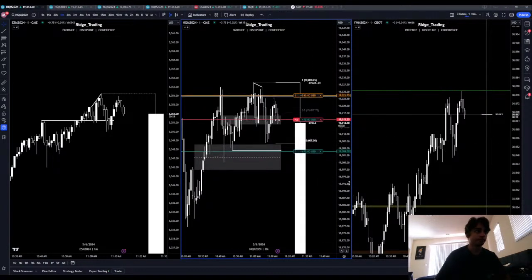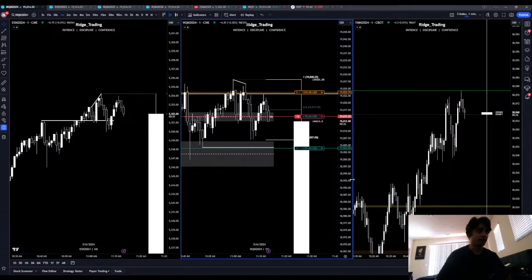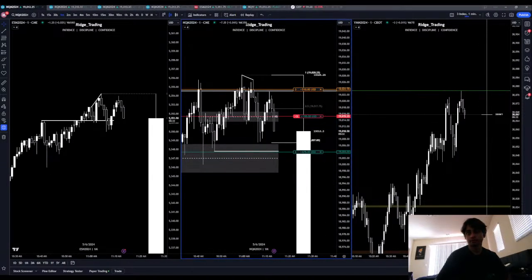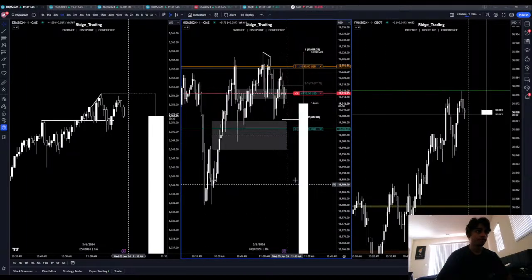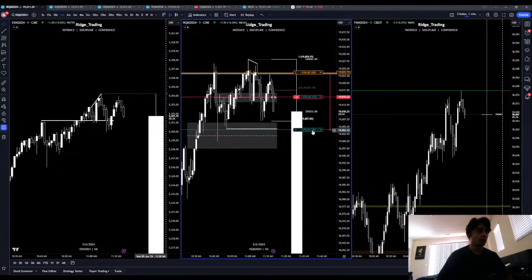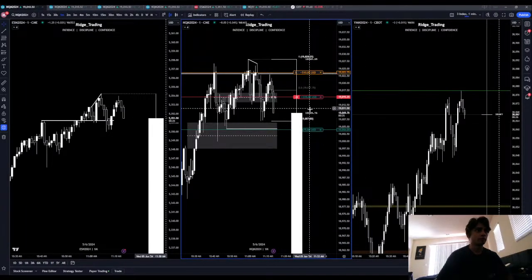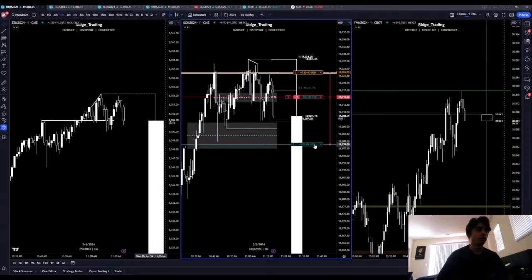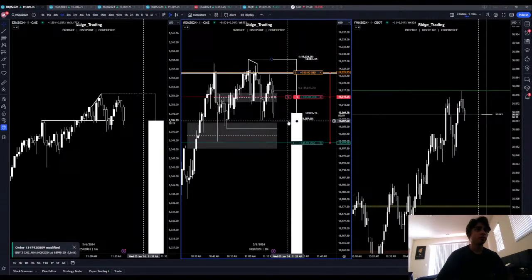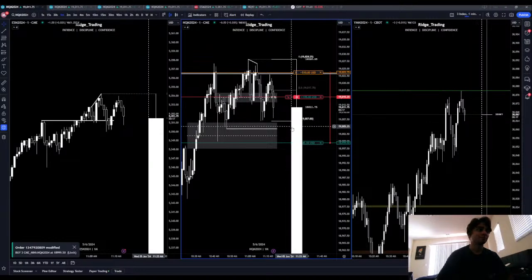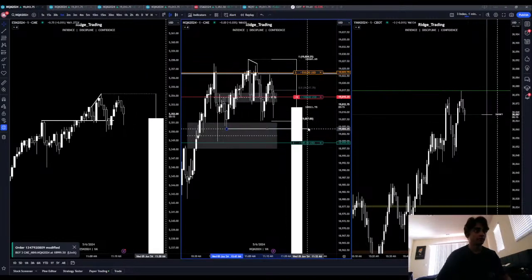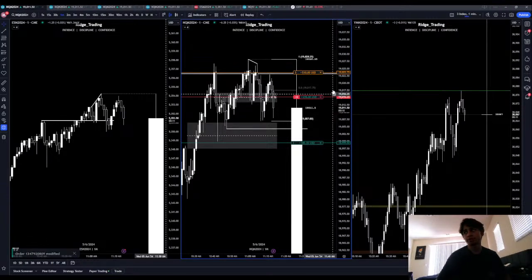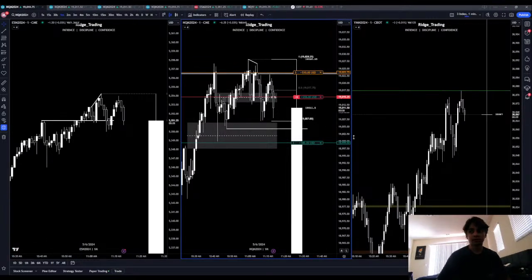Right. Back under this IFVG would be ideal. There it goes. I'm going to go stop break even. Ideally, I'd like to get stop break even at 07, but that only gives us 8 points of wiggle room on this.